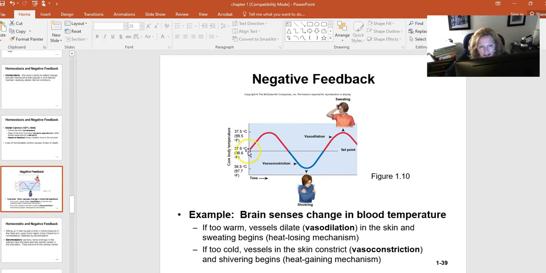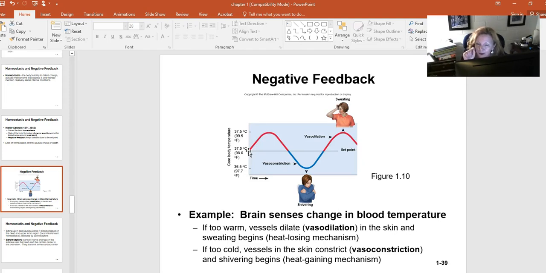But what it means is that for every parameter that's being measured, not just temperature, you're keeping your pH balanced, you're keeping your oxygen levels balanced, you're keeping your blood glucose levels where they need to be, you're keeping your blood calcium levels where they need to be. There are thousands of things that your body is controlling right this second.